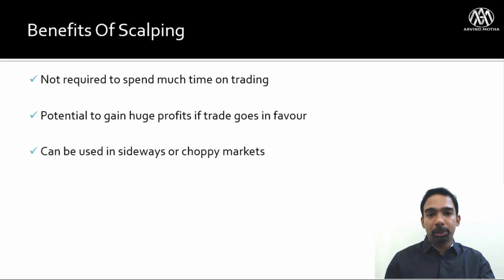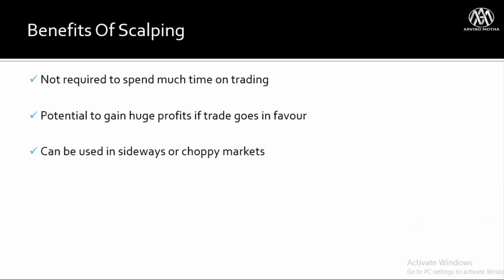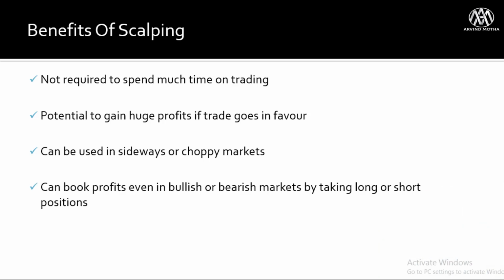It can also be used in sideways, choppy markets. Even if the market is not moving in any direction, no uptrend or downtrend, you can still make money in sideways movement because you will not worry about the major trend changes; you'll be concerned with the minor trend changes. That's when there's more advantage. And you can book profits whether the market is bullish or bearish. You can take either a long position or a short position, so whichever way the market is going, you can still make money.